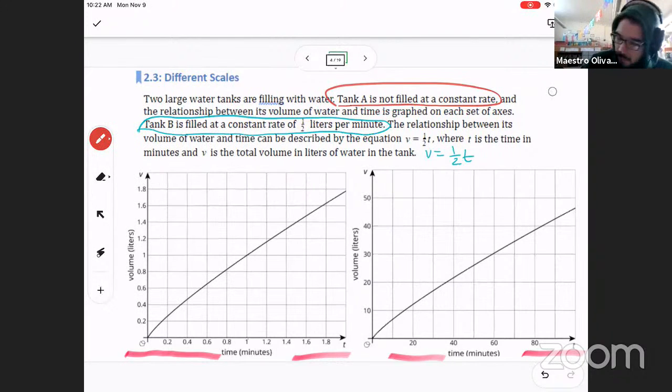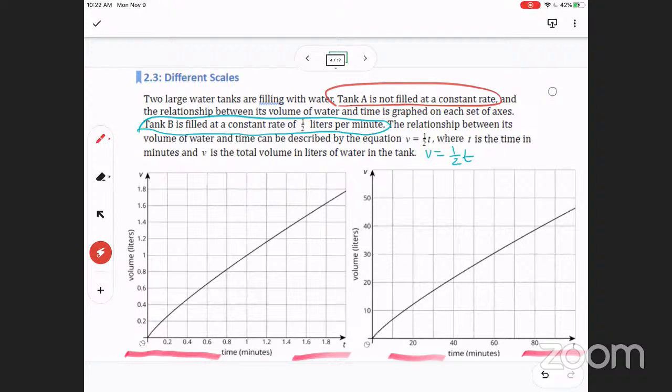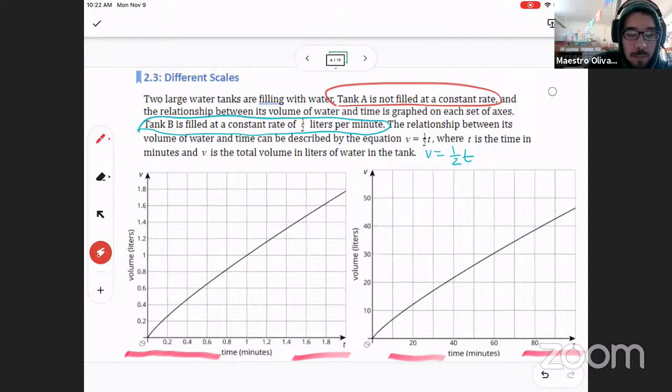So for extra credit right here, using the first graph, can I please have somebody tell me how many liters of water are there after 30 seconds, also known as half a minute? About three. 3 liters? Yeah. Okay, can you explain to the class how you got that?